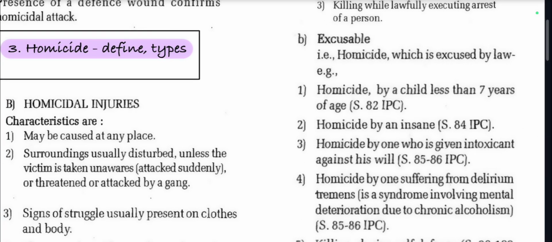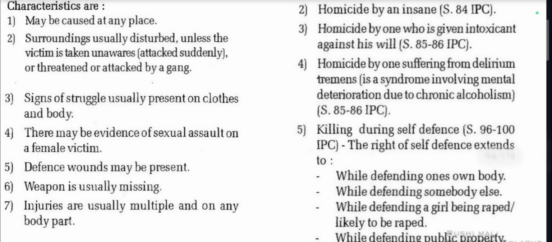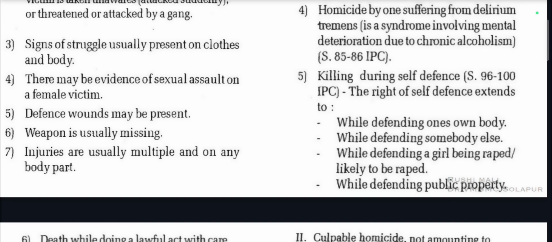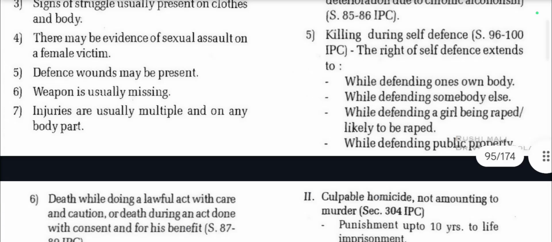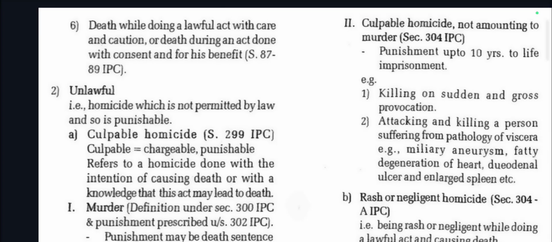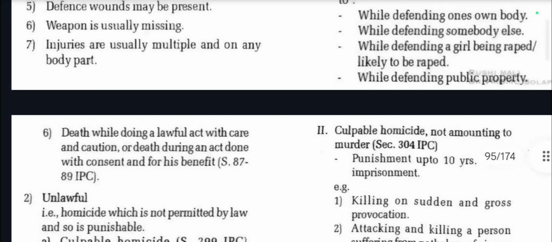Number 1, homicide by a child less than 7 years, homicide by an insane person, homicide by one who is given intoxicant against his will, homicide by one suffering from delirium tremens. What is delirium tremens? It is a syndrome involving mental deterioration due to chronic alcoholism. Then killing during self-defense. The right of self-defense extends to defending one's own body, defending somebody else, defending a girl being raped, and defending public property. Death while doing a lawful act with care and caution, or death during an act done with consent and for his benefit. So these are the points in your excusable homicide.